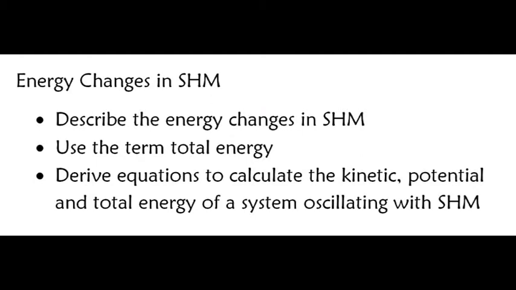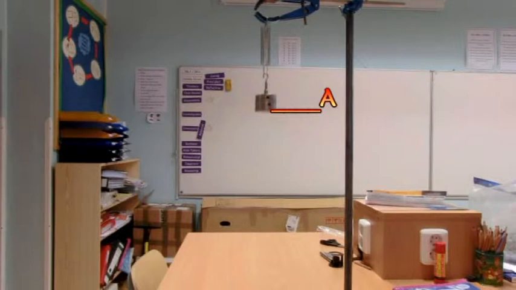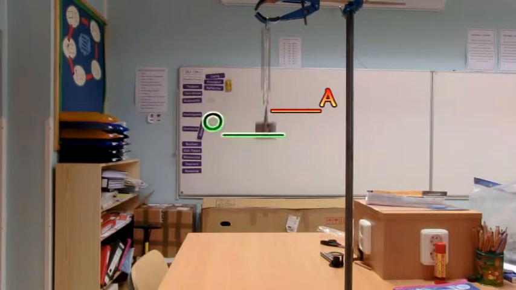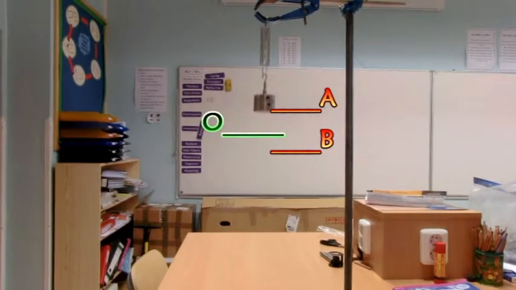Let's start by looking at the mass on a spring oscillating system. So we start in the top position, which we will call A. The spring then moves through the origin to the bottom position B and back up through the origin to the top position A again. So let's see what different types of energy it has in these different positions.